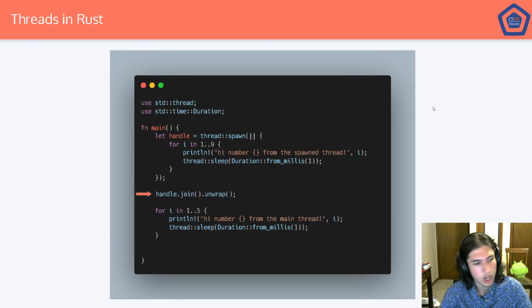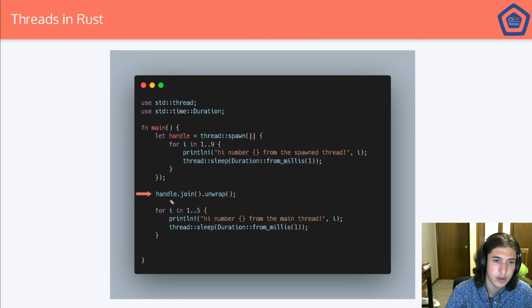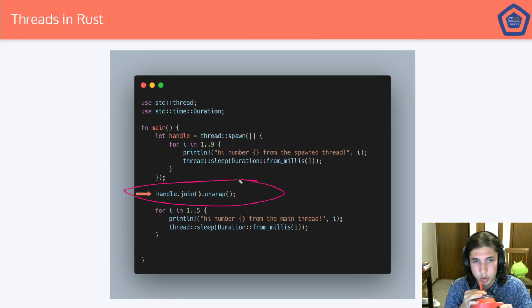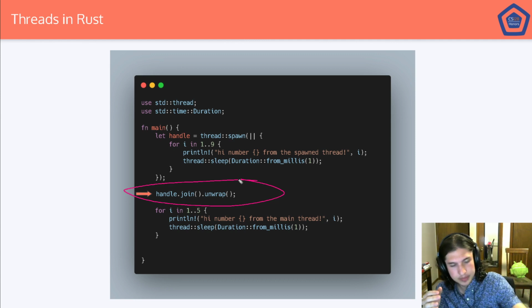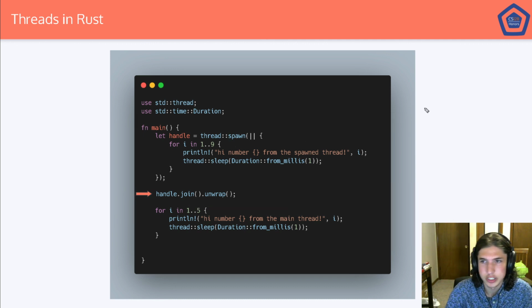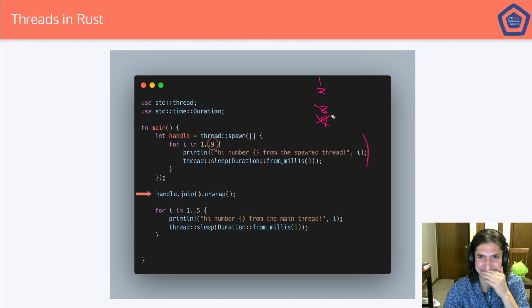Okay, so another quick question to those curious. What will happen if we put the handle.join.unwrap here instead? And I'll give you a moment. Okay, so hopefully this one isn't too complex. If you say, hey, the spawn thread is going to print 1, 2, ... 9, you'd be pretty close, except you actually missed the fact that I changed the 10 to a 9. And so, it'd actually be an 8.